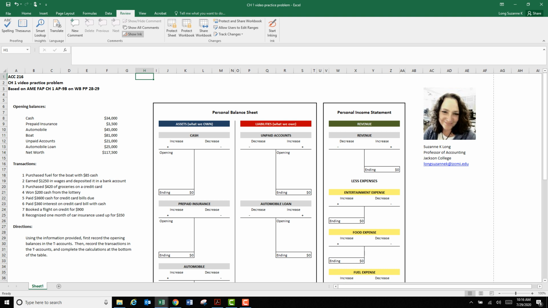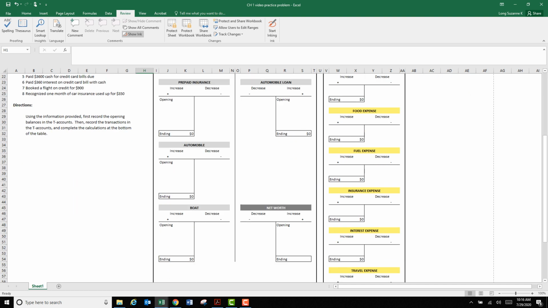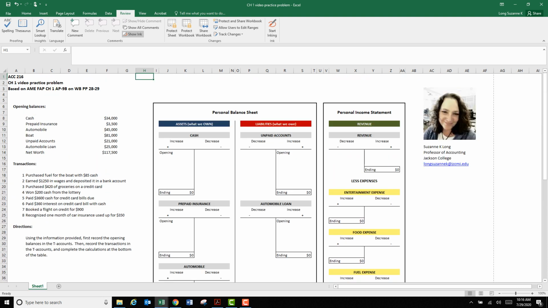So up in the corner you'll see my little heading about this problem. If you are in one of my classes, you'll be able to follow along specifically with your textbook, but you don't have to be in one of my classes. Everything you need to know is over here on the left. Opening balances, transactions, and directions. And then we're going to be building the accounts right here. Left and right, increase, decrease, depending on the account, all that good stuff.